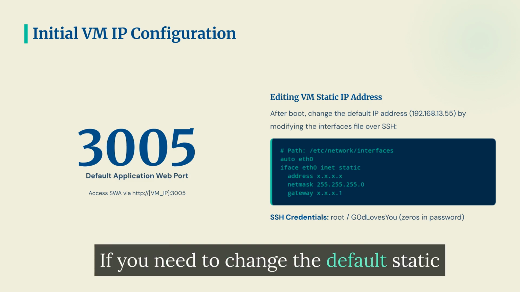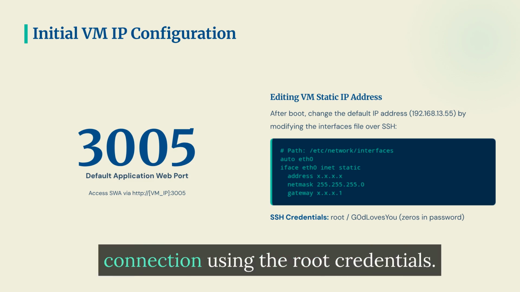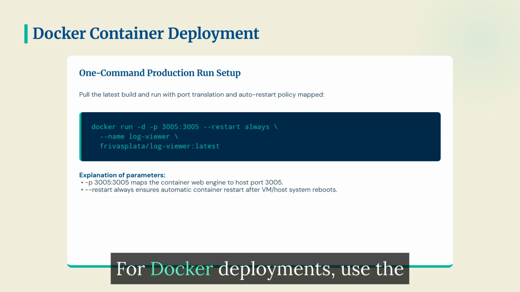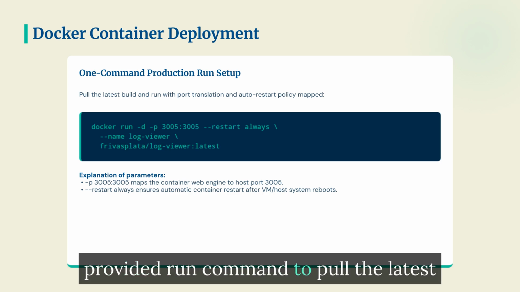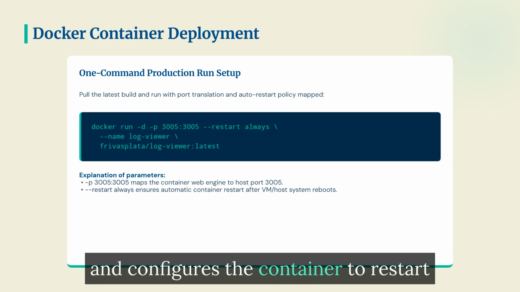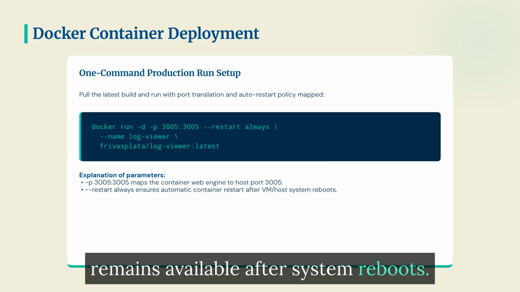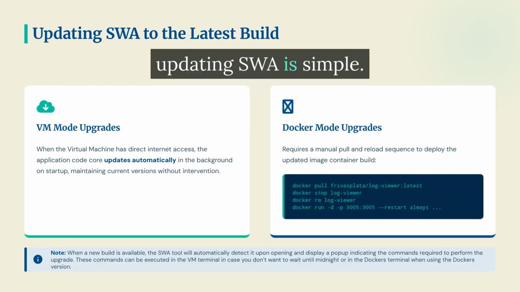If you need to change the default static IP address, you can do so by editing the interfaces file through an SSH connection using the root credentials. For Docker deployments, use the provided run command to pull the latest image. This command maps the necessary ports and configures the container to restart automatically, ensuring your analyzer remains available after system reboots.